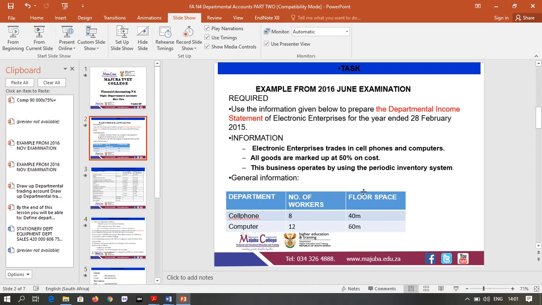Other information that has been given is general information, whereby the department for cell phones has 8 workers, whereas the department for computers has 12. The floor space used by the cell phones department was 40 square meters, and for computers 60 square meters.